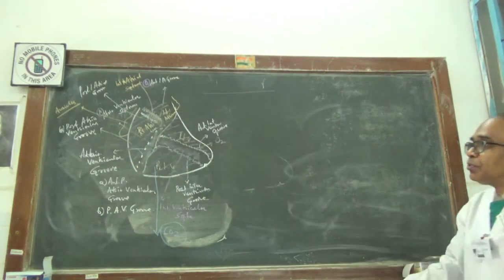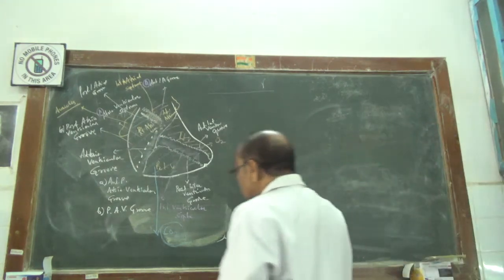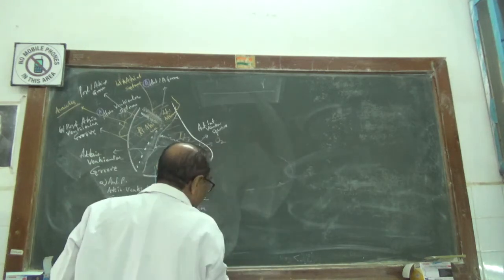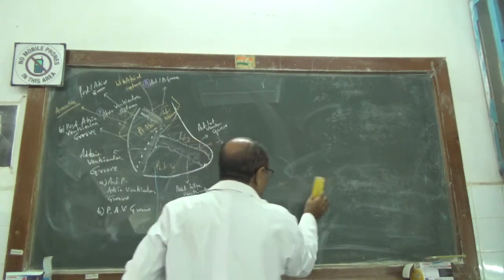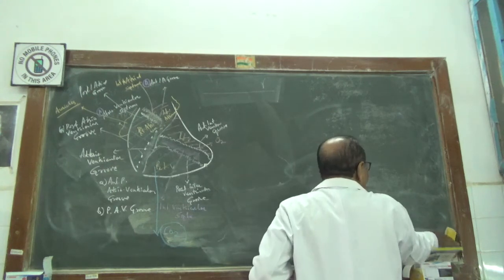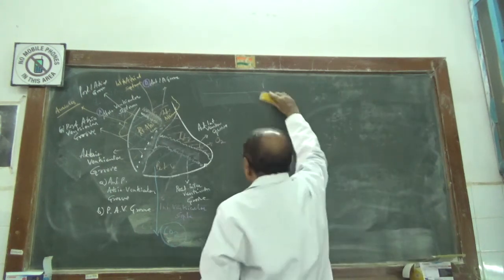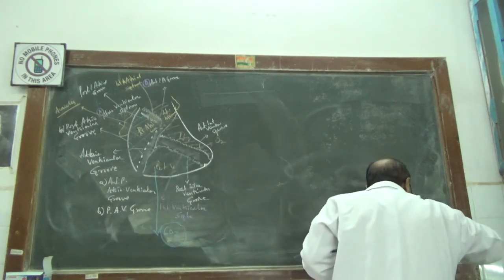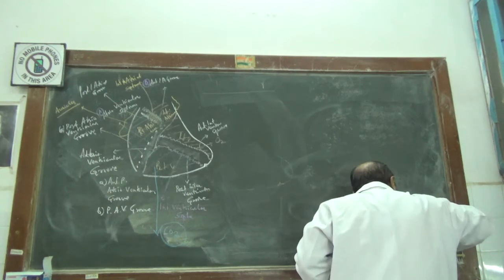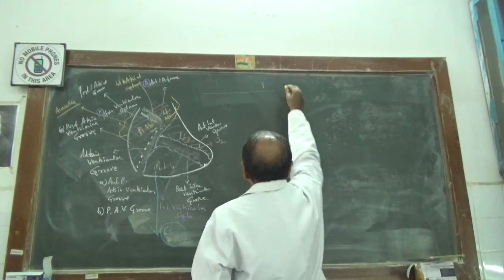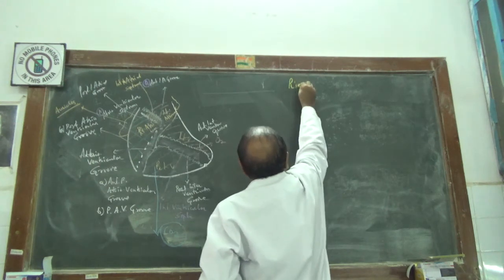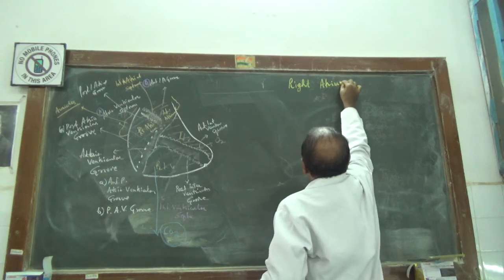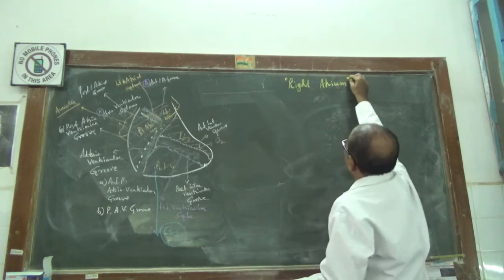So now you have already seen that there are 4 chambers, or 4 parts, of the heart. Now, out of these 4, you have to deal with the right atrium of the heart.